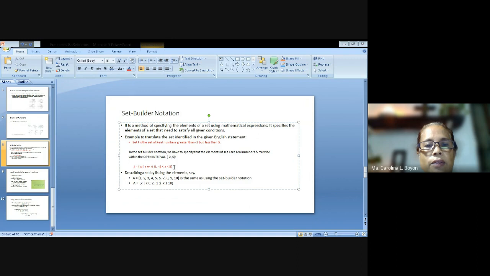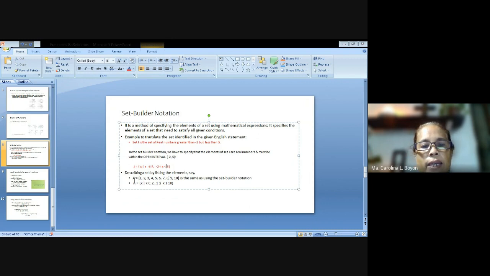So the set builder notation for that will be J equals the set of all x's such that x is an element of the real numbers, where R stands for real numbers, and x is between -2 and 5. Okay, so we also can describe a set by listing the elements.